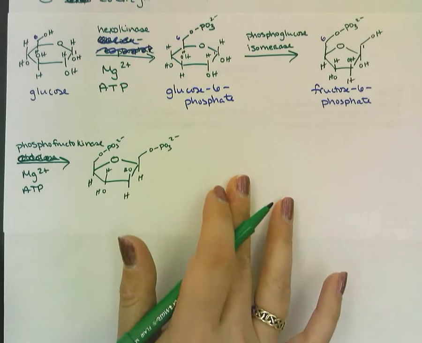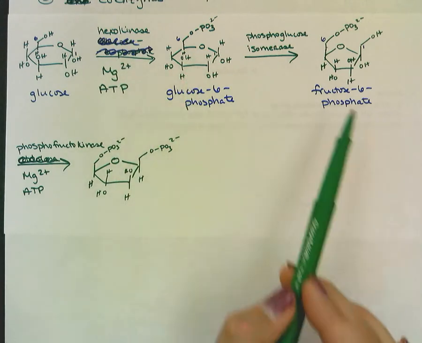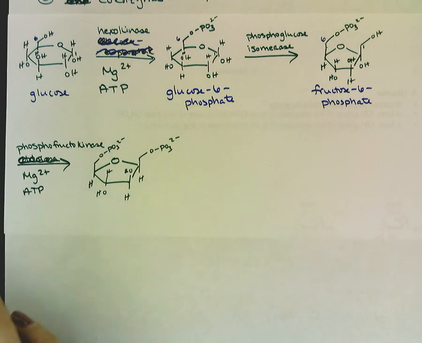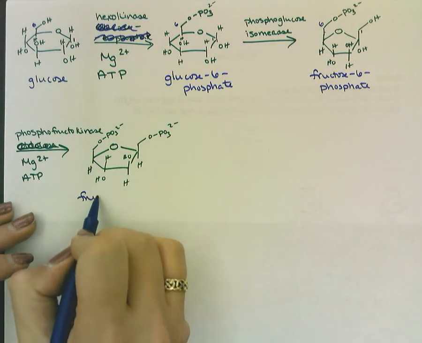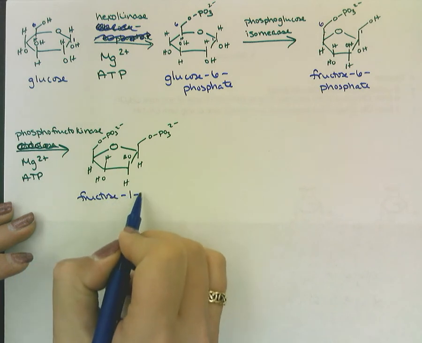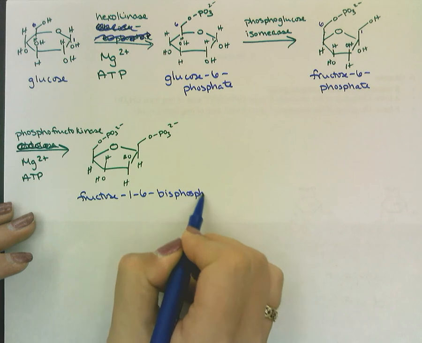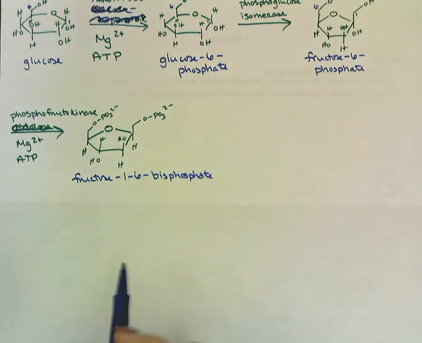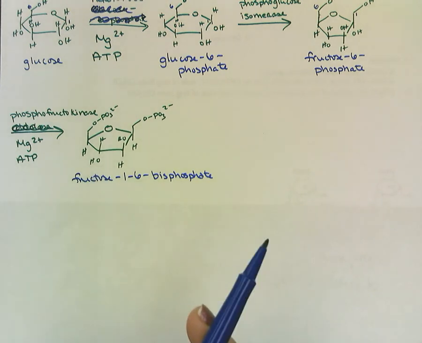So very similar to that first step where we had glucose, hexokinase phosphorylated it. Now we have fructose 6-phosphate. We use another kinase, and now we have a double phosphorylation. And it has a great name, fructose 1,6-bisphosphate. So it's a fructose molecule with 2 phosphate groups, 1 on the 1, 1 on the 6.